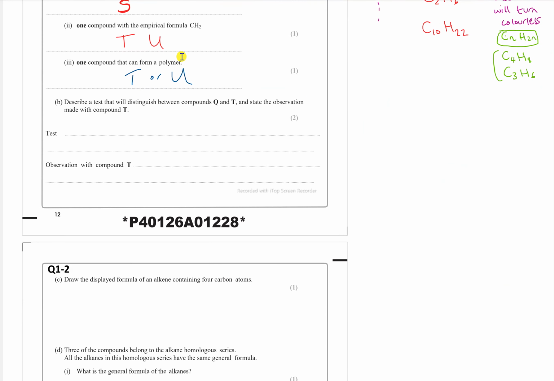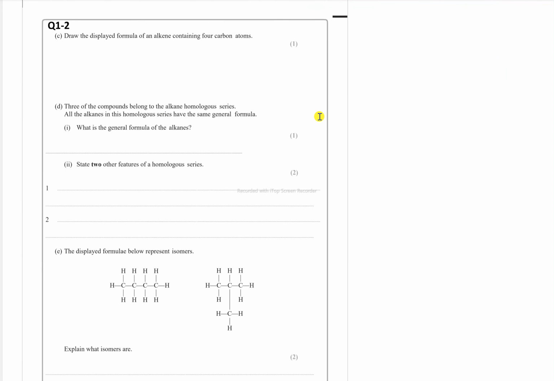Right, we need to do a test. What did we say? You add orange bromine water, and it will turn colorless. Okay, let's keep going.